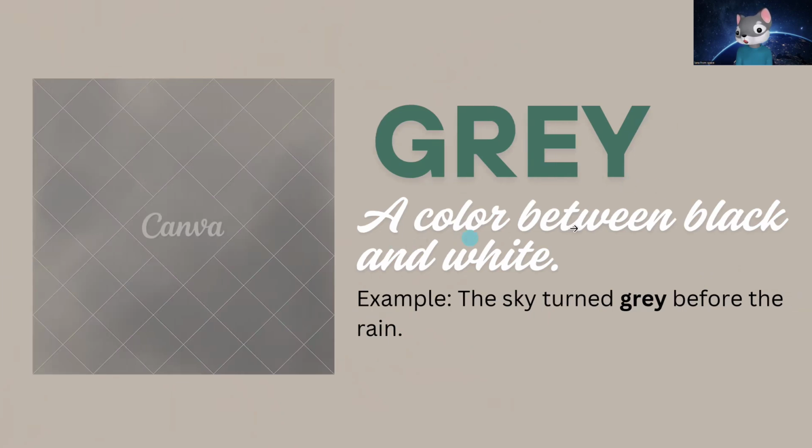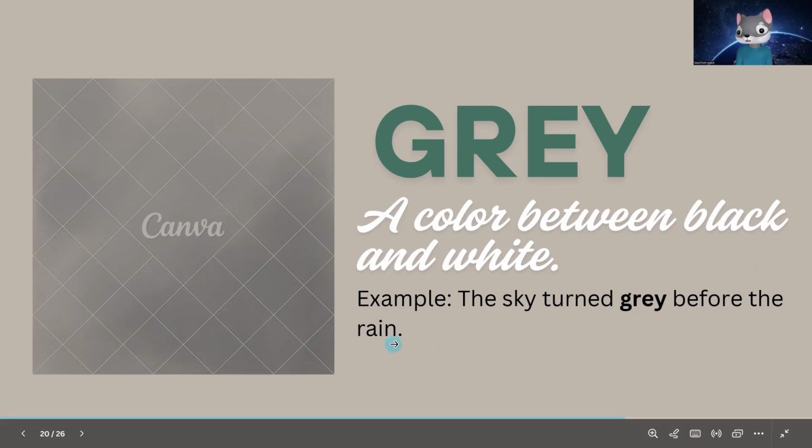Gray, a color between black and white. Example, the sky turned gray before the rain.